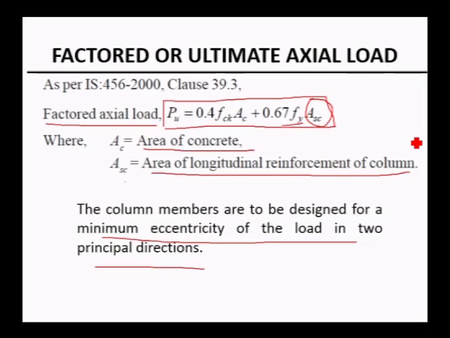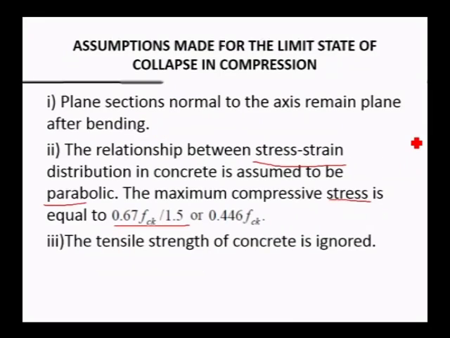Here Asc is the area of compression reinforcement. We are calculating the compression reinforcement only, not Ast. Area of tensile reinforcement is not provided here. Only compression reinforcement is provided, in the form of longitudinal reinforcement. This longitudinal reinforcement will take the compressive force directly. That is why we are not considering the tensile strength of the concrete. Therefore, the tensile strength of the concrete is ignored. This is the third assumption made in the design of a compression member.